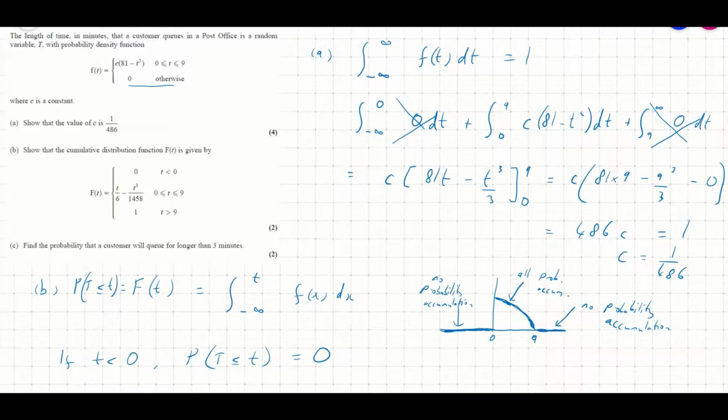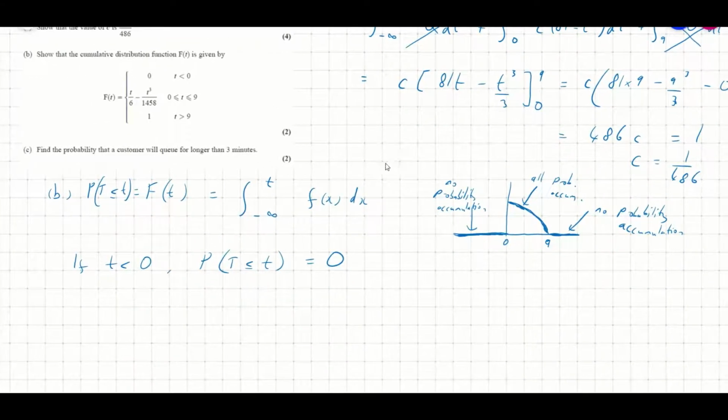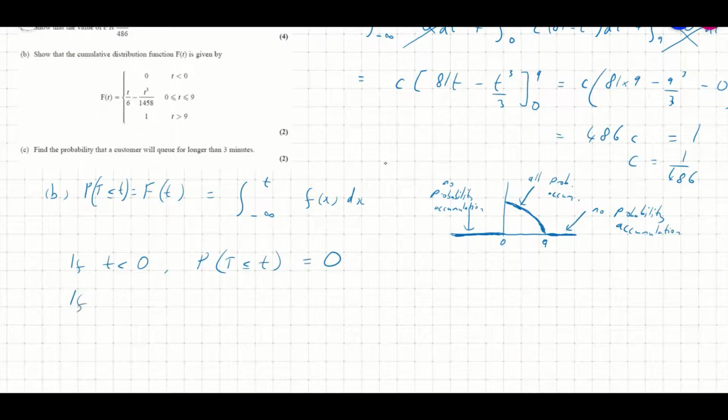And similarly, if t is greater than 9, well, the probability that T is less than or equal to this small t has to be 1, because all possible values of my random variable T are less than 9. So the probability that the random variable capital T is less than this t, which is a number bigger than 9, has to be 1. It's certain. So we know the CDF in these two ranges.